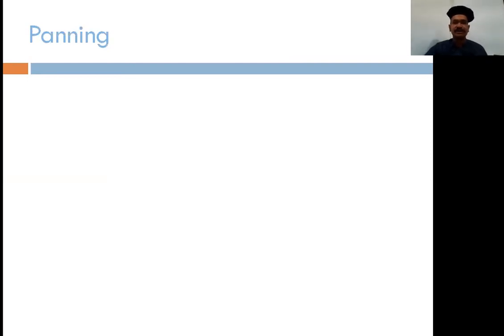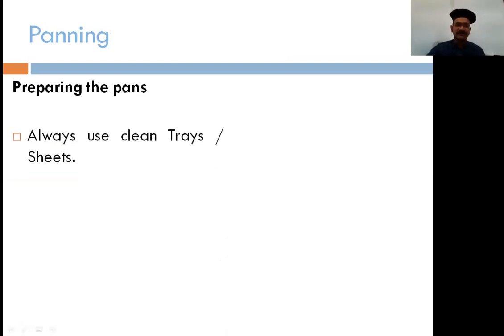This is also a very important segment in the cookie chapter. Now, talking about panning, panning basically is whatever you put on a baking tray is called panning in a bakery. Okay, so you need to prepare the pan first. How are you going to prepare the pan first?